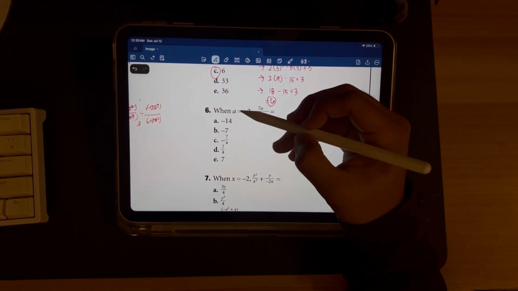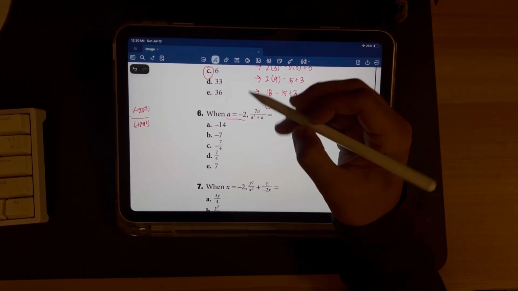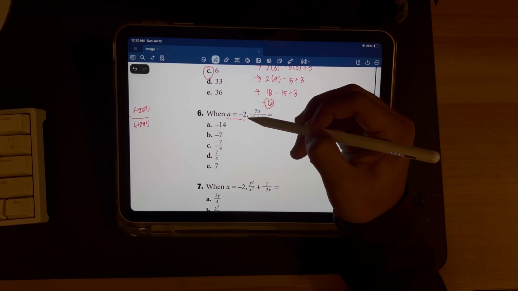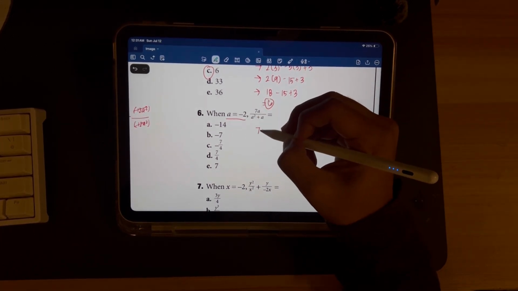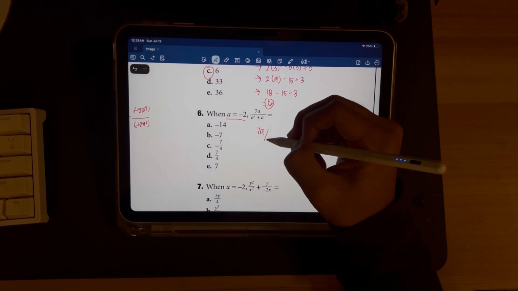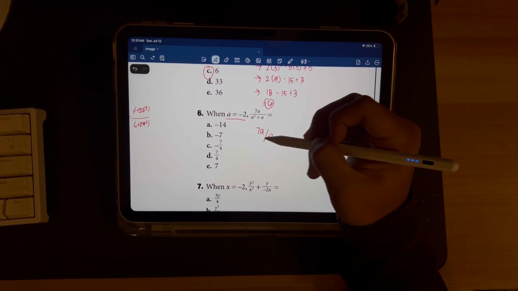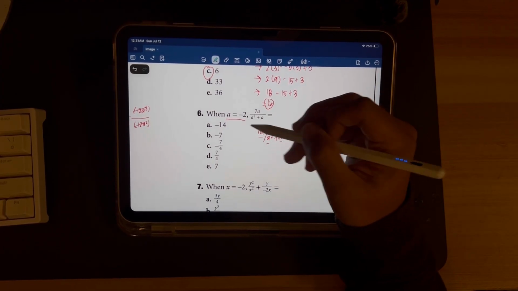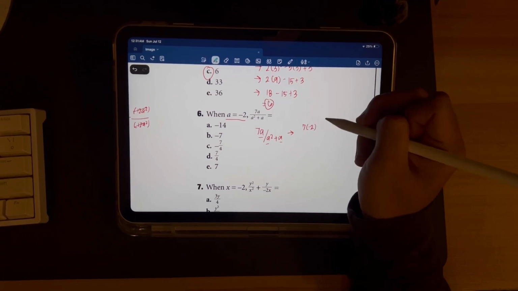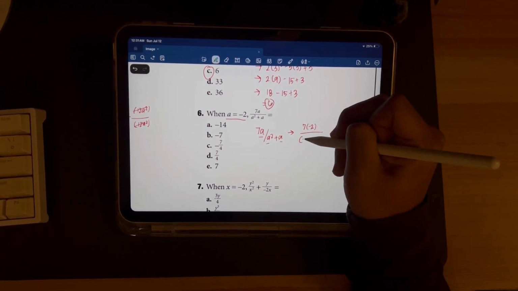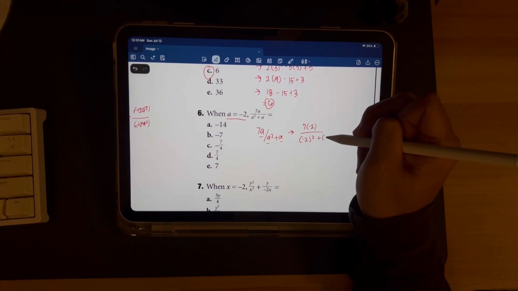Now here, it is the same as number 5. We are again asked to substitute a as -2 and find the final value. So let's rewrite the equation as 7a all over a squared plus a. Now we are going to substitute the a's as -2, and that would be 7 multiplied by -2 all over -2 squared plus -2.